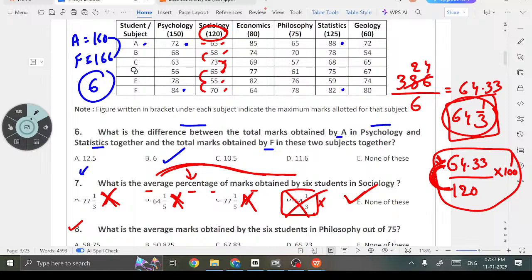Okay, D is not correct because the average is 64.33. But they don't want the average, they want the average percentage. Here they were not asking for the average marks, they wanted the average percentage. ये average है. Okay, कितना percent है? How much percentage is this out of 120? So it is 64 out of 120 into 100, which is almost equal to 50%, a little bit more than 50%, but not this high. So from that only I will understand that none of these is the answer.